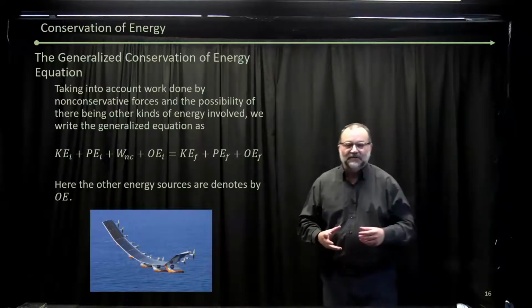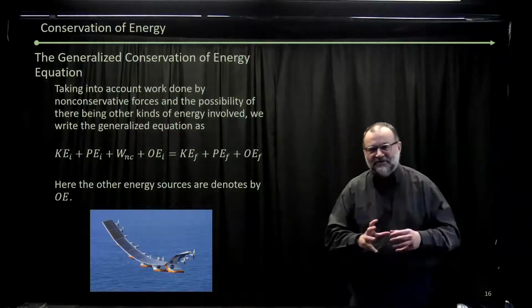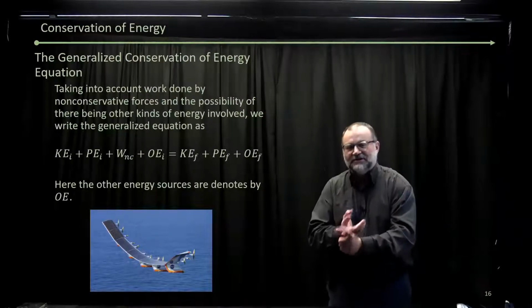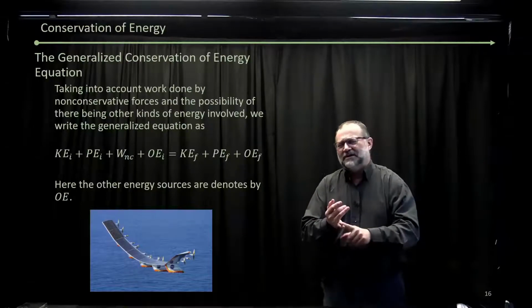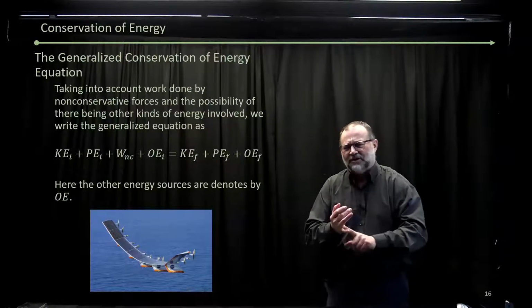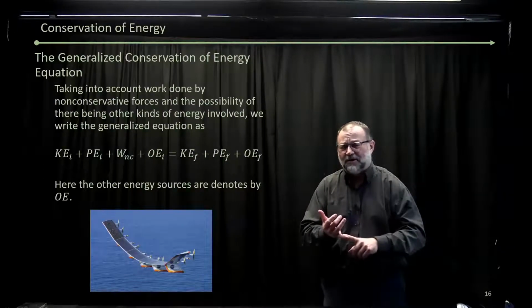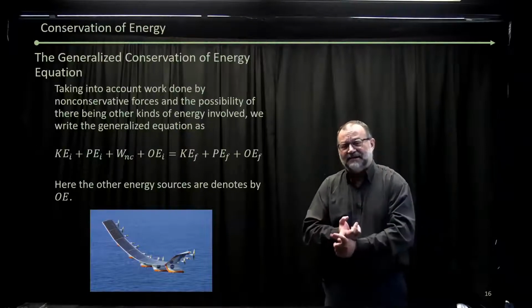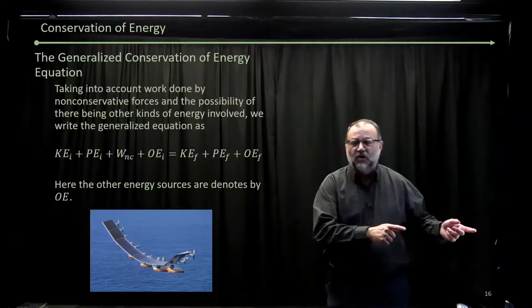Putting in some other things, now that we talked about non-conservative forces, we've got kinetic energy initial, potential energy initial, work due to non-conservative forces, other potential energy sources. I don't know what those are yet. That could be ones we haven't really discussed yet, like the battery in a car, gasoline, things like that. And that gives you your kinetic energy final, potential energy final, and whatever energy you have left over final.